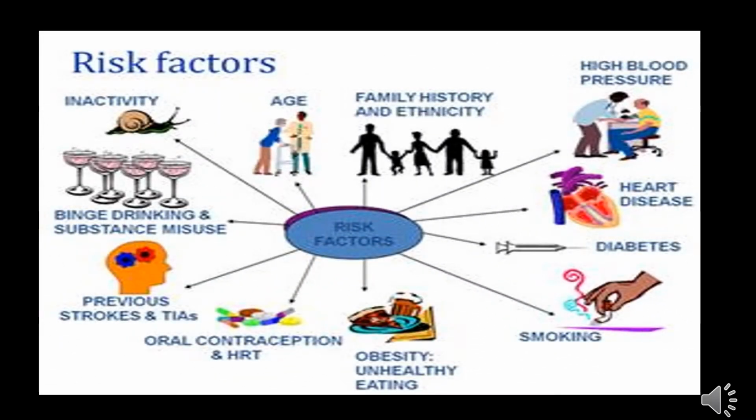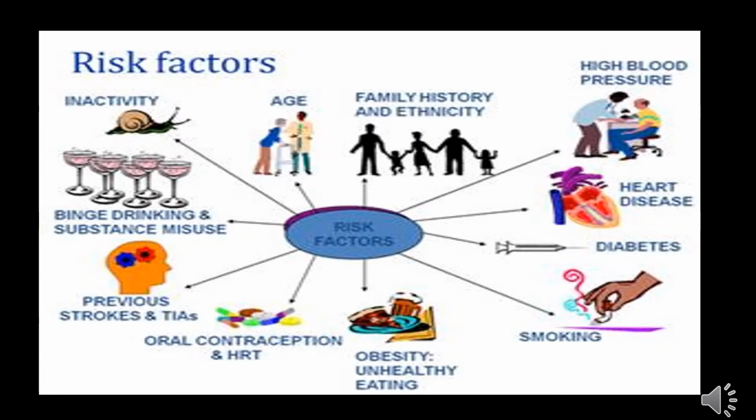In this slide, I will talk about risk factors of stroke. Risk factors of stroke are classified into two types: modifiable risk factors and non-modifiable risk factors. Modifiable risk factors are those we can change in our life. Non-modifiable risk factors are those we cannot change in our life. Modifiable risk factors include alcohol consumption, smoking, high blood pressure, heart disease, diabetes, obesity, and so on.